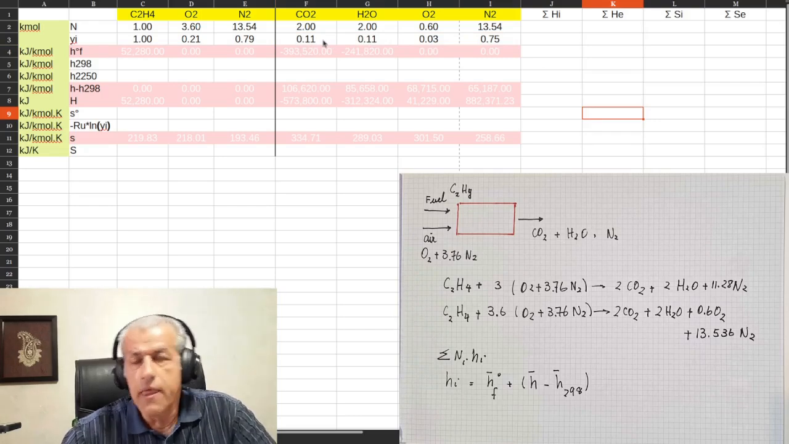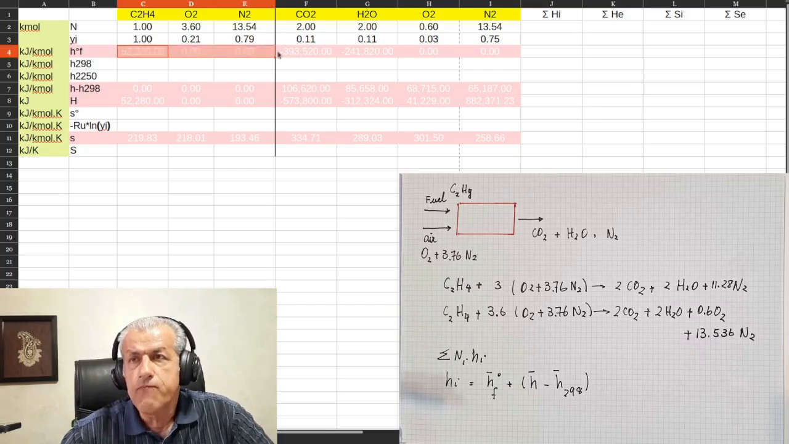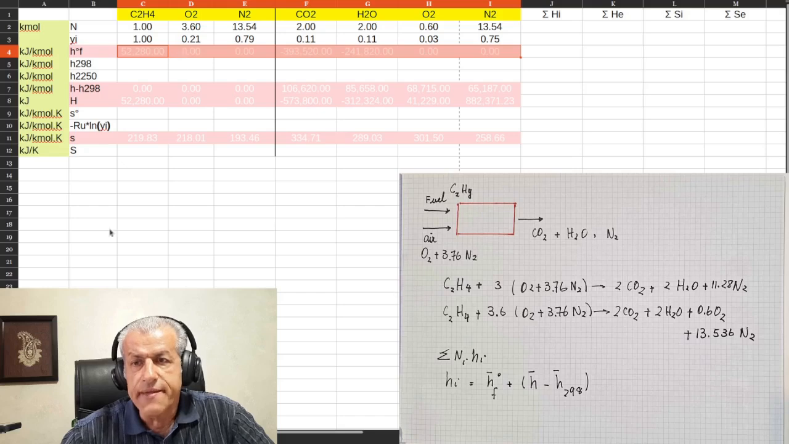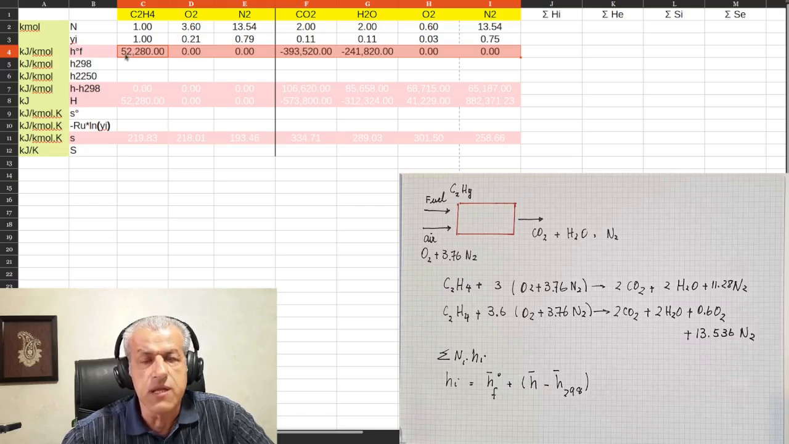Now, the other thing we need to do is to go and read enthalpy of formation for all the elements that we have in our equation. This is just what we need to read from the table, and if we do that, what we get is that enthalpy of formation is 52,280 for C2H4. It would be 0 for O2 and N2, and also for CO2 and H2O, we have different values from the table, and O2 and N2 would again be 0.